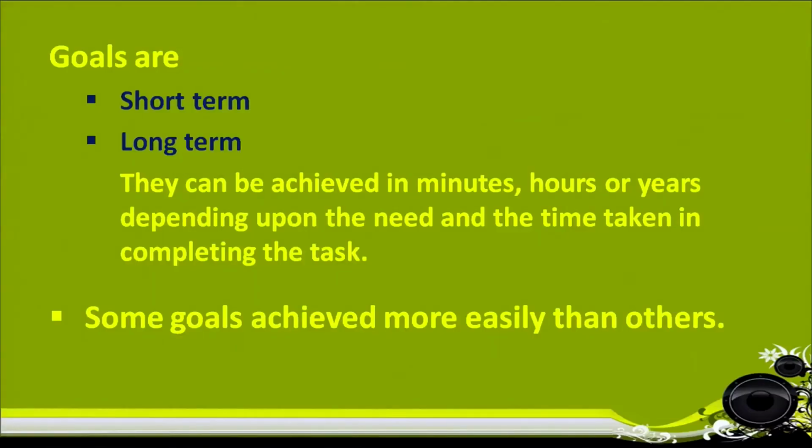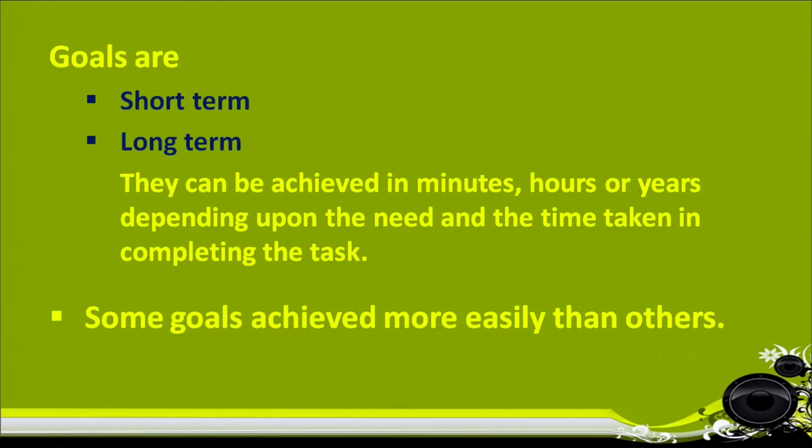On the other hand, goals can be short term and can be long term. Short term means you have to reach the office in time. So it is an everyday goal. It is called a short term goal. There are long term goals. Then one person has to become a doctor or engineer or photographer, whatever it is. So they are called long term. It may require some years. So they can be achieved in minutes, hours, years, depending upon the need and the time taken in completing the task or reaching the goal or objective. Some goals are achieved more easily than others. So this is important. That will help you to set the goal.